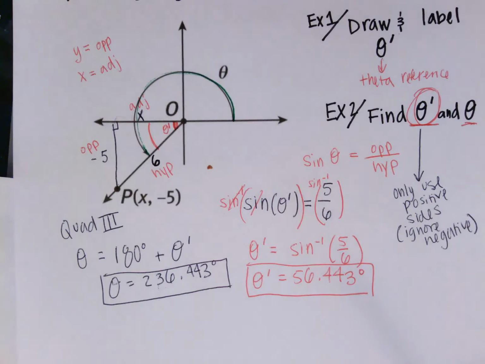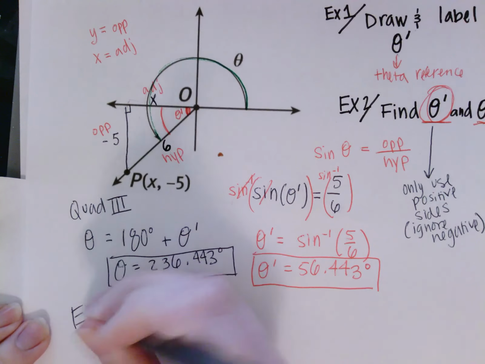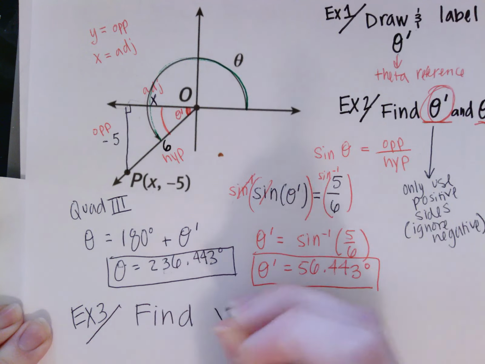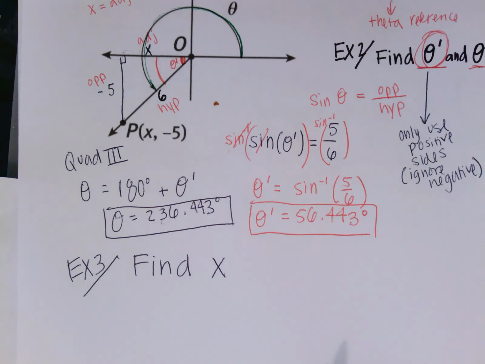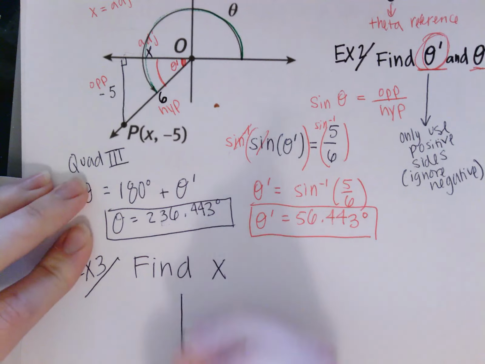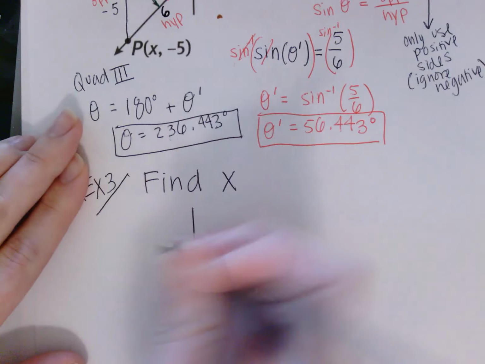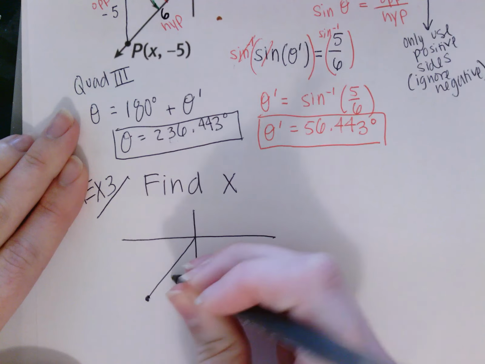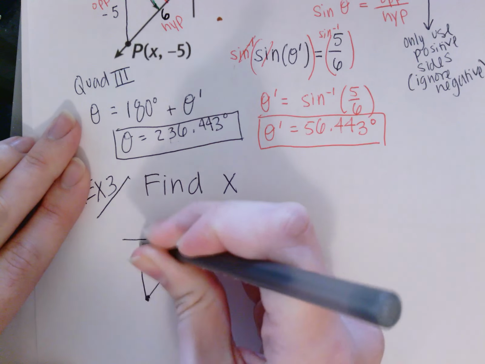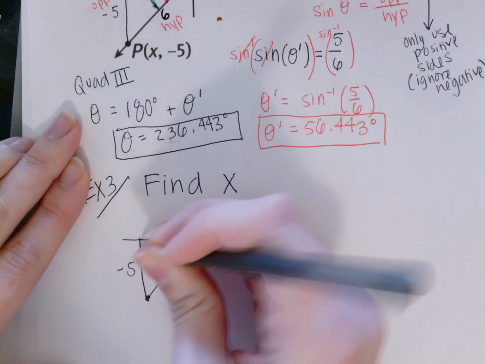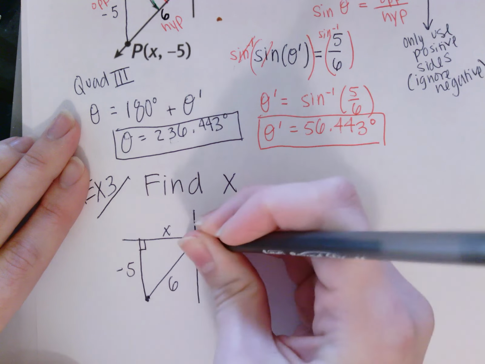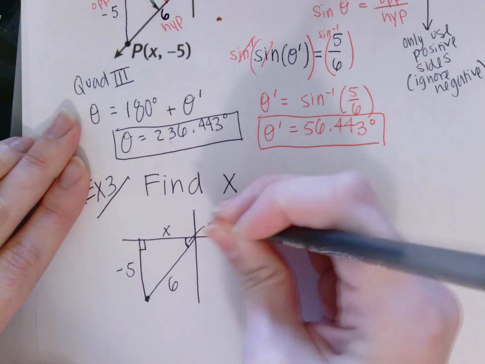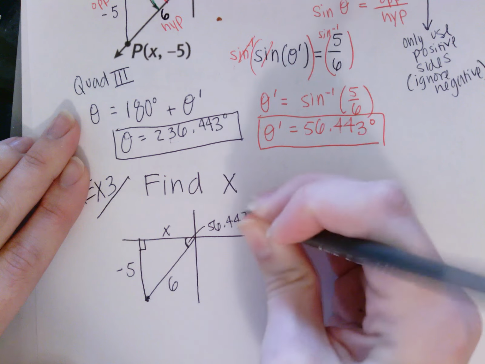All right, one more example with this picture. Example 3, I am going to find x. So I'm going to redraw the diagram that I have. This length is 6. This length right here is -5. Right triangle, here's x. And I'm going to use theta reference. Theta reference, recall, is 56.443 degrees.